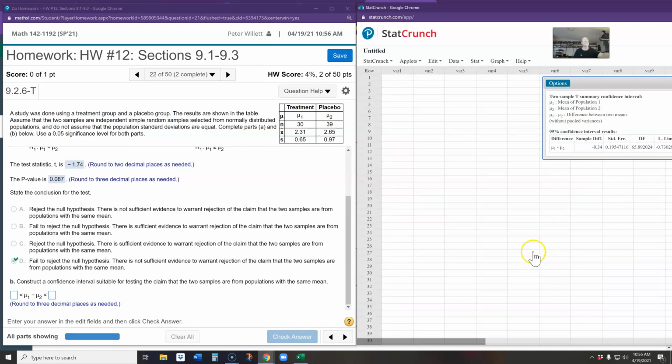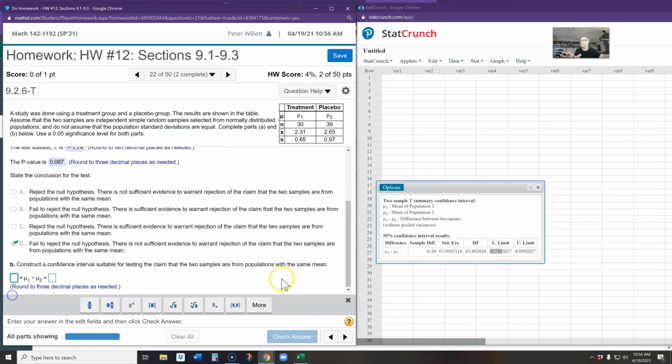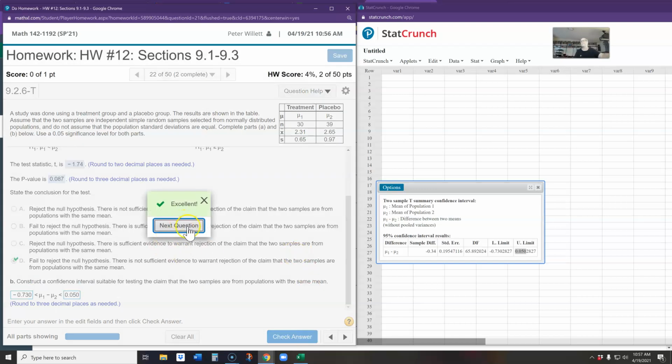So I'm going to hit compute. And it's going to give me my confidence interval, and to 3 decimal places, the lower limit does not need to be rounded, so I can just drop that in there, and the upper limit also does not need to be rounded, so I can just drop that in there. And that's it.